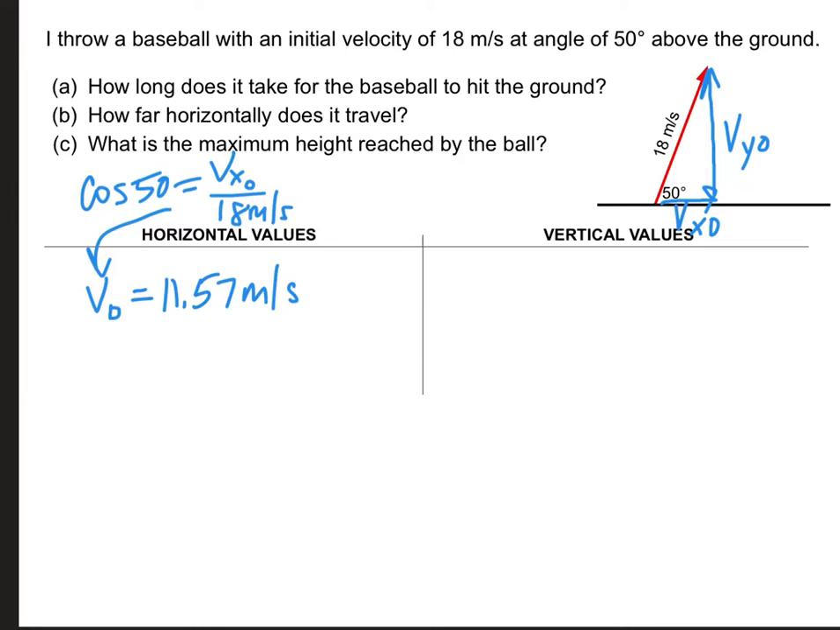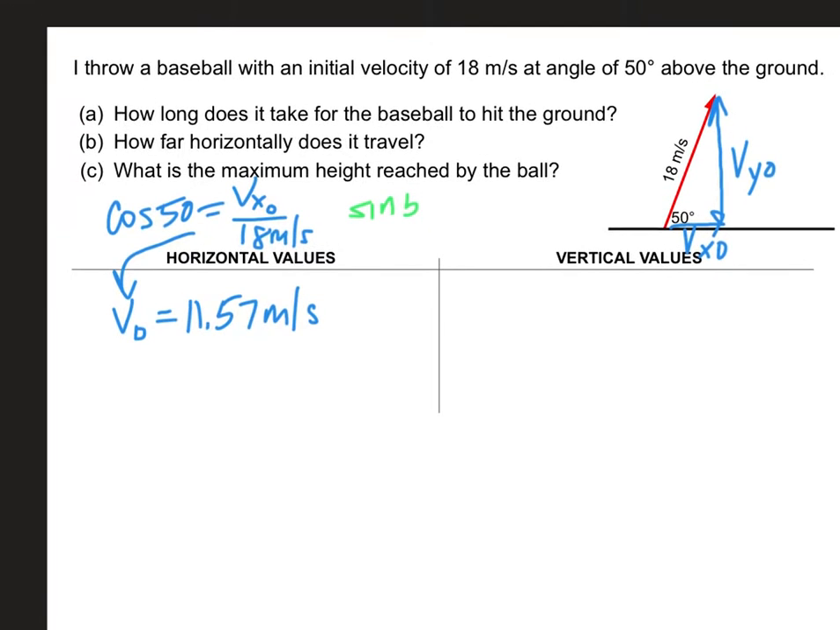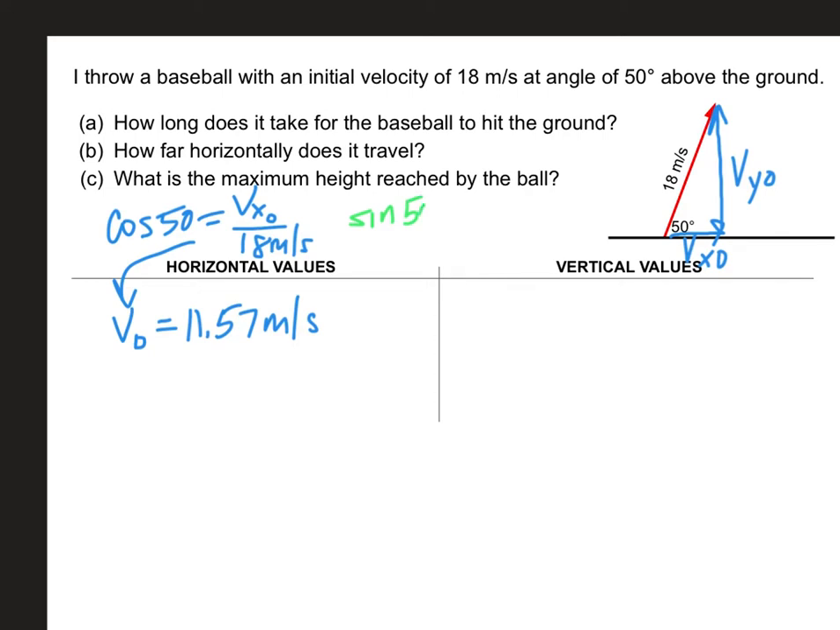But then we'd also want to look in the y direction, in the vertical direction. And in this case, we would use the cosine. So, I'm sorry, the sine. The sine of 50 is going to equal everything in the y direction, the v sub o in the y direction, divided by 18. Okay, and we'll organize that on this side of our chart.